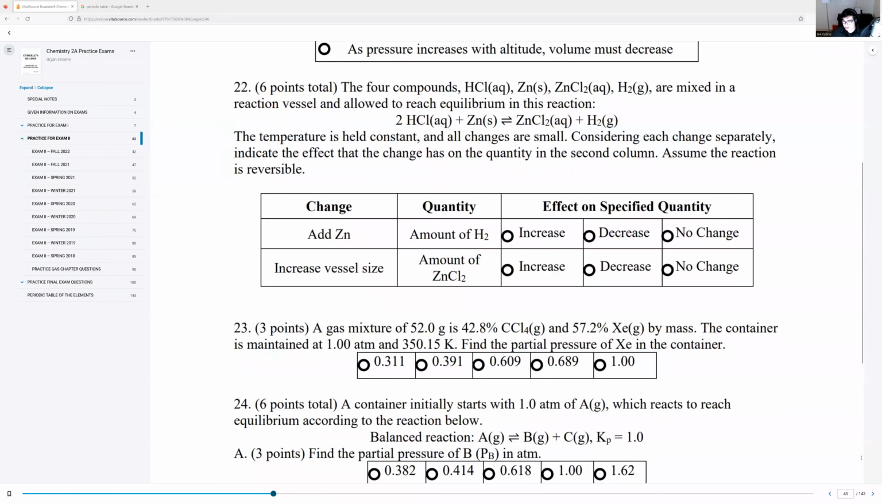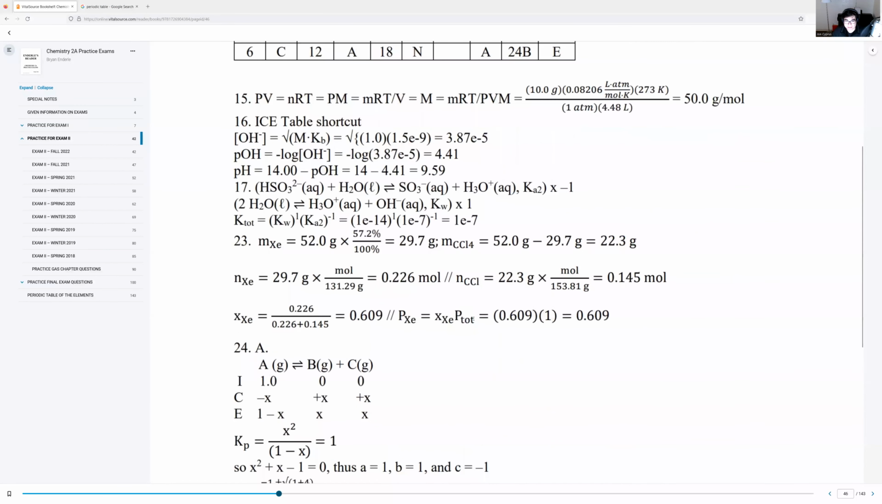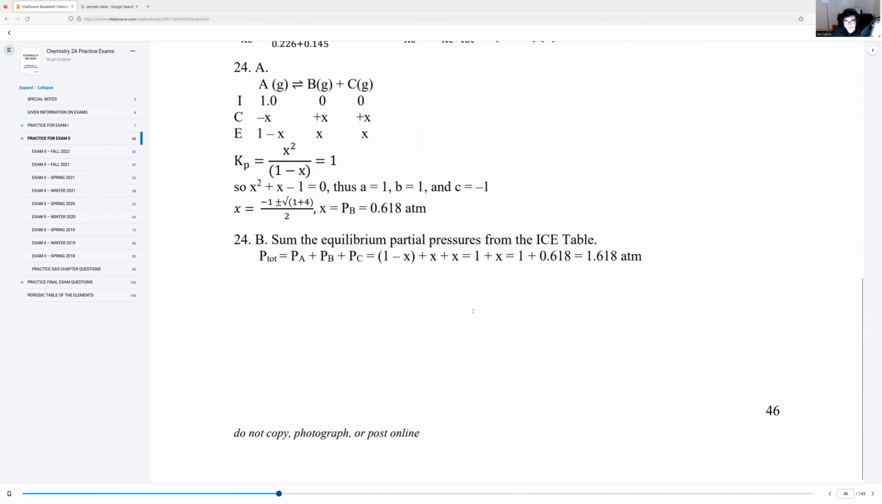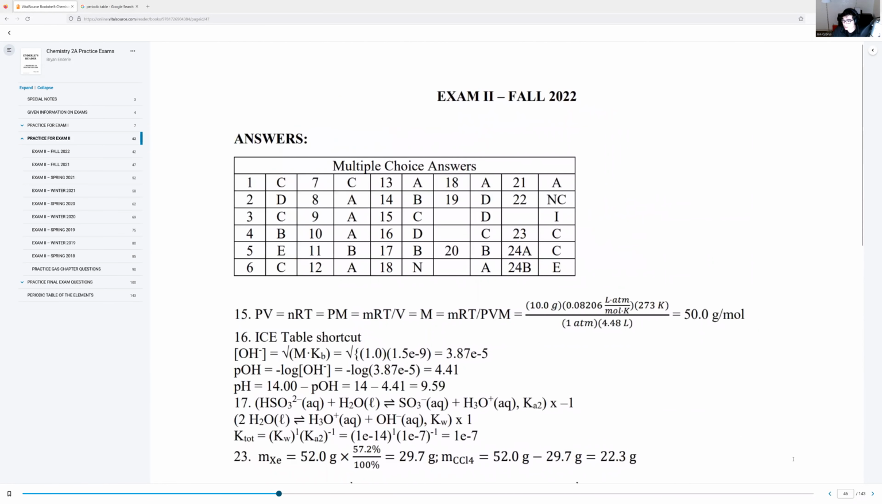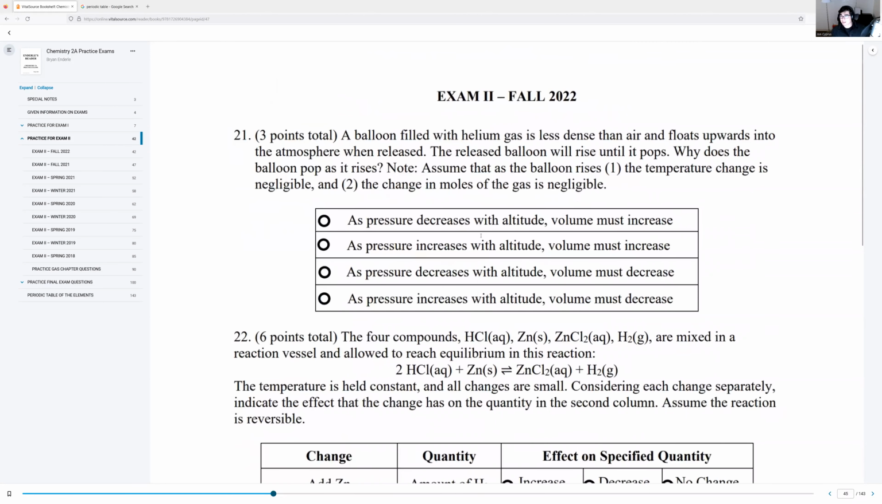All right, next page. Oh, I thought there would be some more free response, but I guess not. So that's it for this test then.